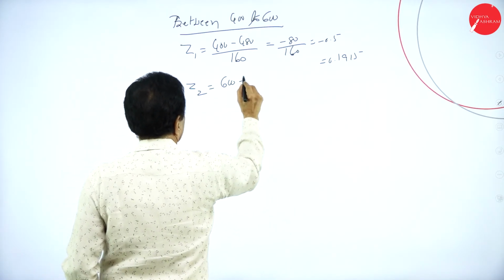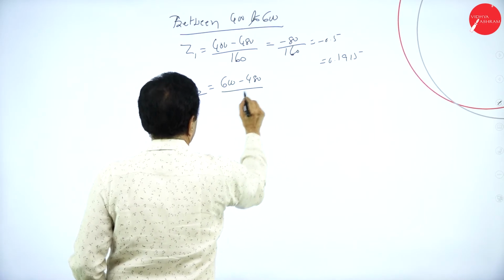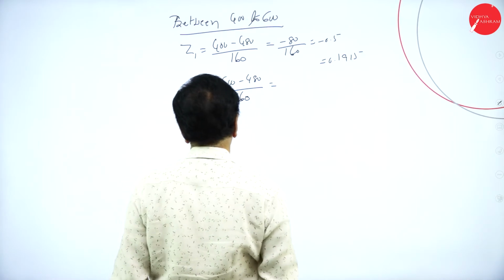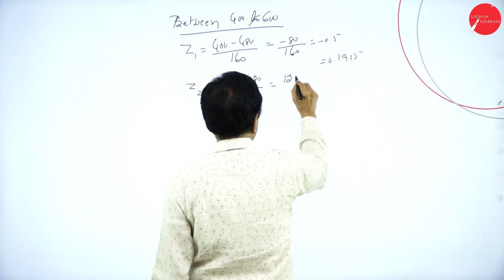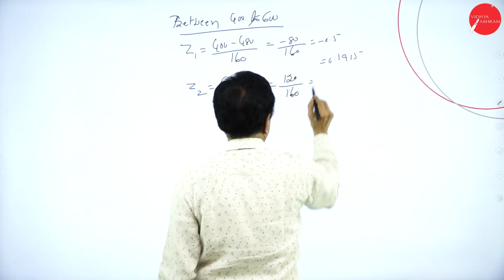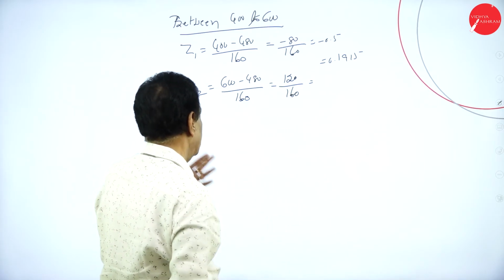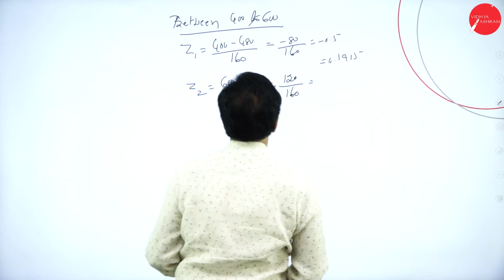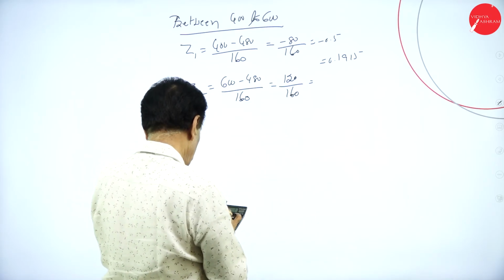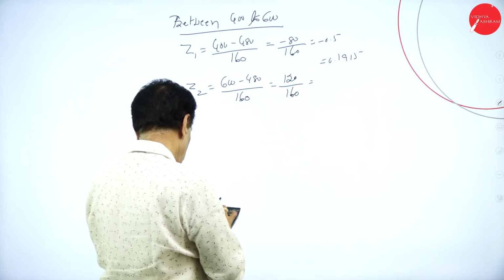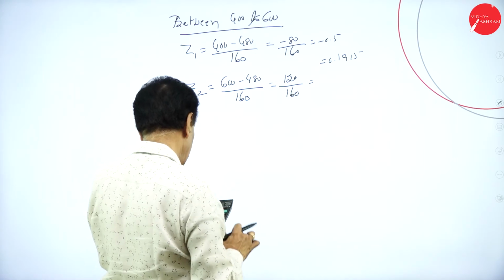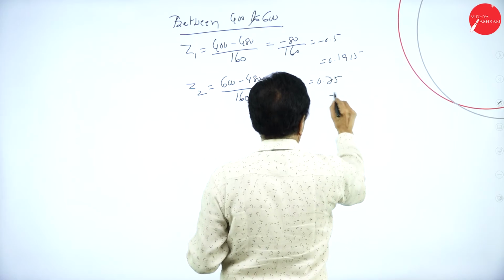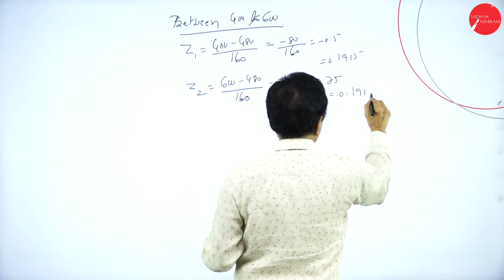600 minus 480 divided by 160. This is 120 divided by 160, which is 0.75, positive. Value 0.1915.